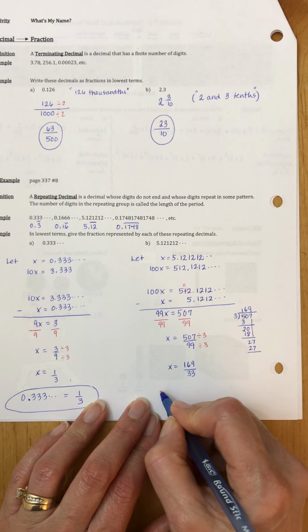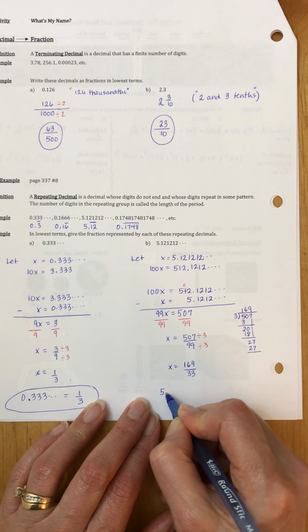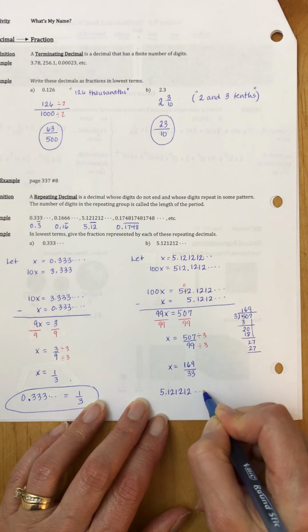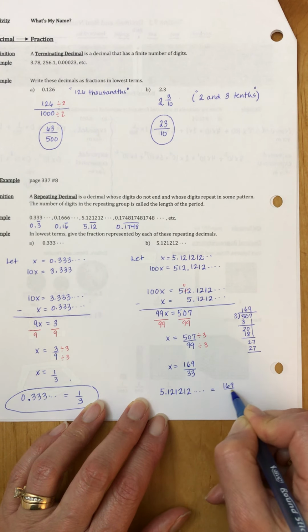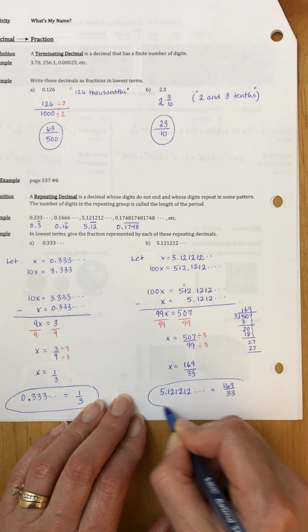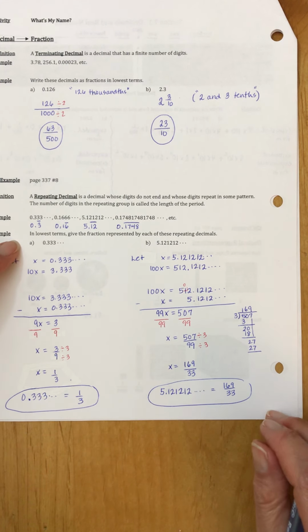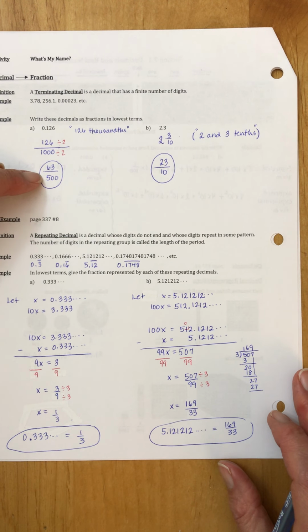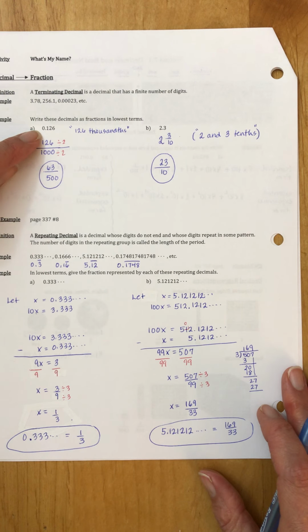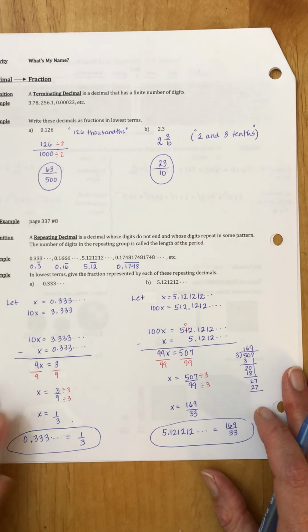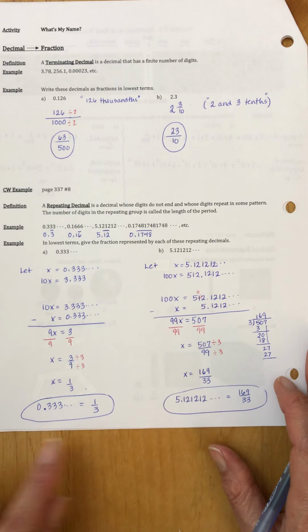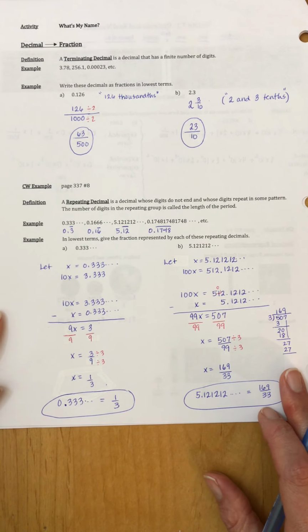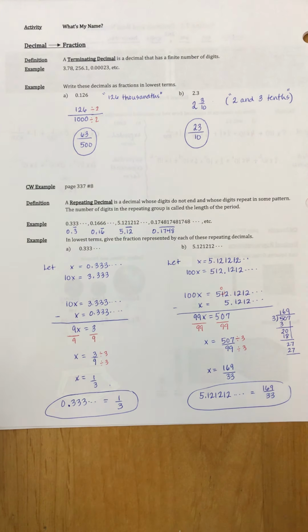So what do we know? We know that 5.121212 dot dot dot equals this fraction, 169 over 33. And that's what we were supposed to be doing. So this whole page, all we've done is take a decimal and convert it into a fraction. It's real easy if they end, very simple to do. If they're repeating, it's a little bit harder. We have to use this little trick to figure out which fraction they'd be. Okay, that finishes page 2. Go on to page 3.